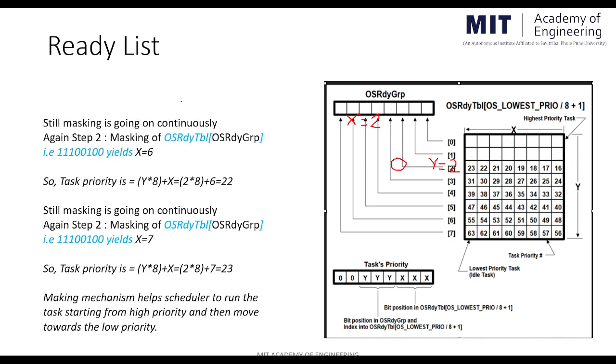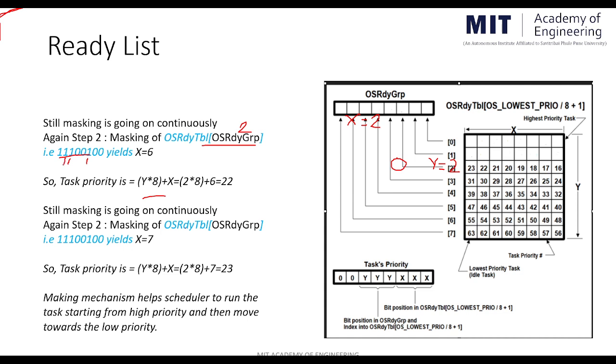Still the masking is going on continuously. Again, step 2 masking is a continuous process. Then again, in step 2 masking of the OS RDY table, OS RDY GRP, the value here is 2. So it takes the value again and does the masking. Here index 2 is over, index 5 is over.